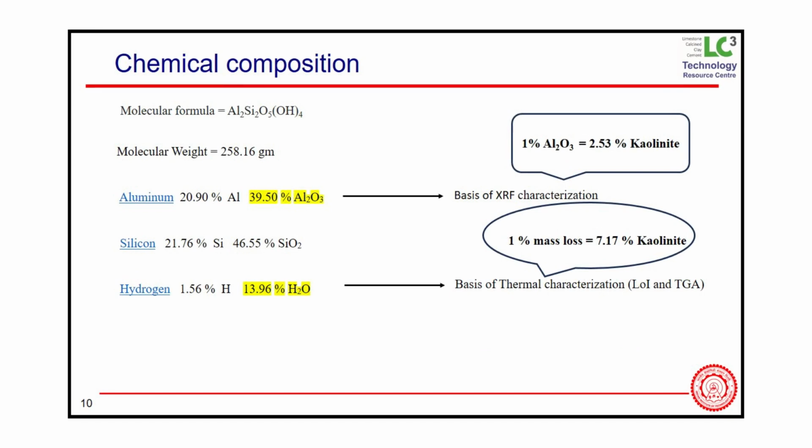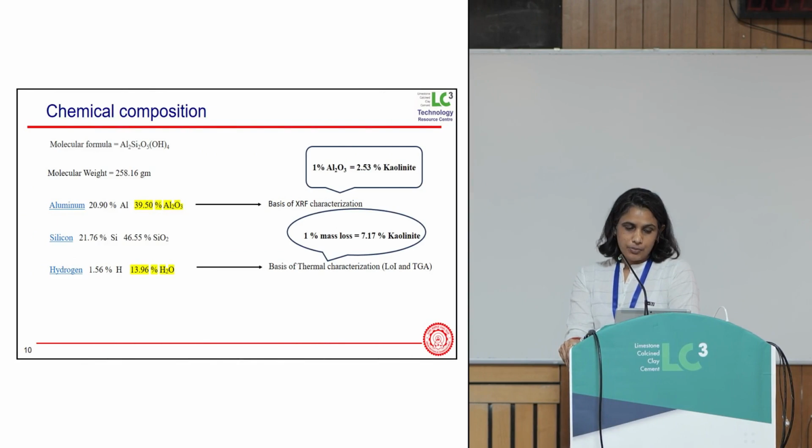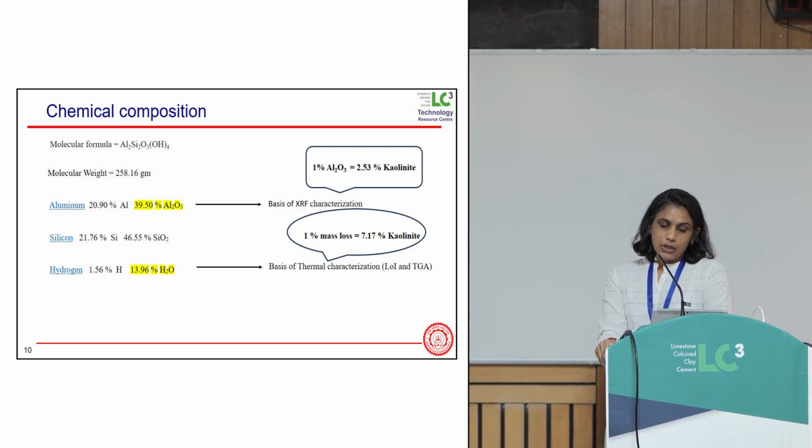Now the calculations are presented. The molecular formula is Al2Si2O5(OH)4 and its molecular weight is 258.16 grams. So we will have 39.50% alumina, 46.54% silica and 13.96% of H2O. By knowing the percentage of alumina and the mass loss, we will be able to calculate the upper limit of kaolinite in a particular sample.